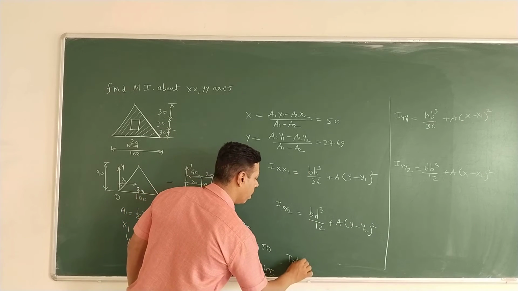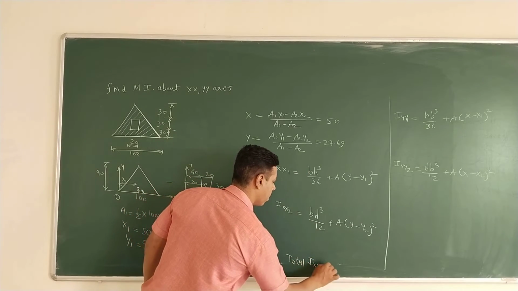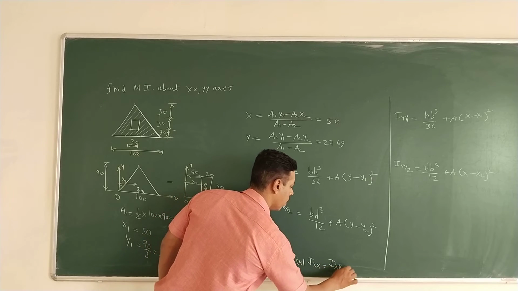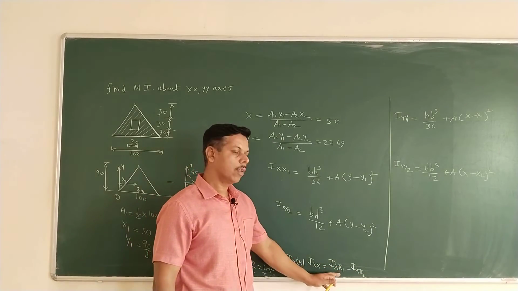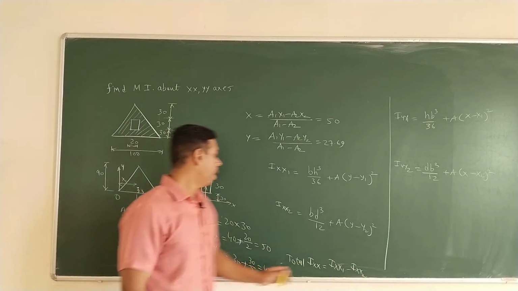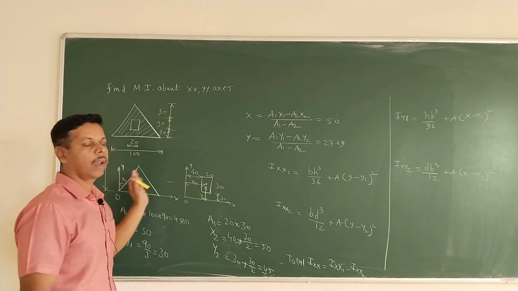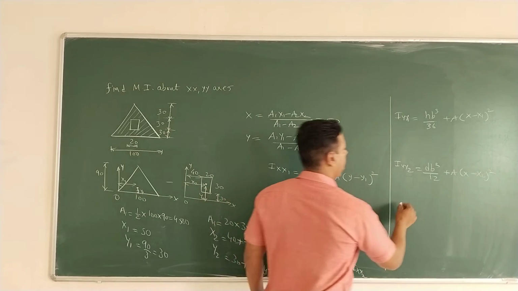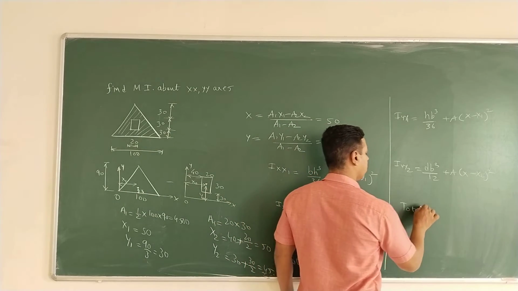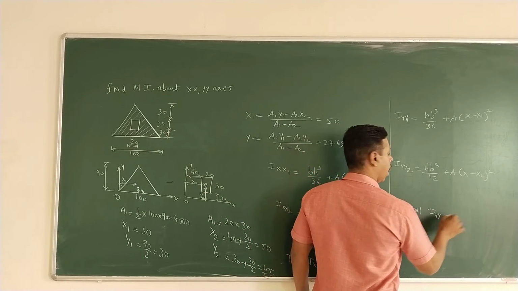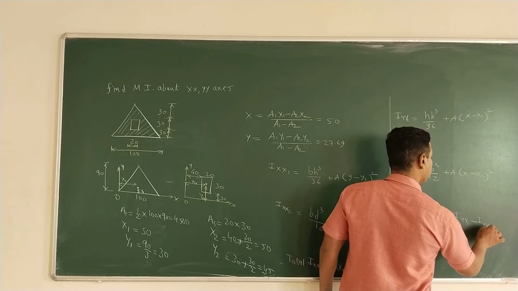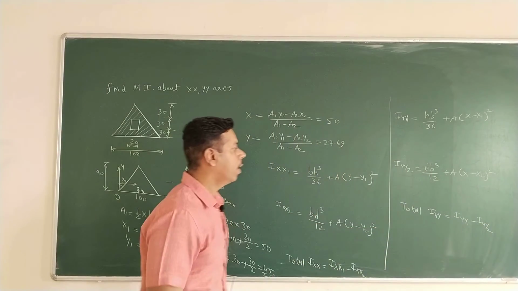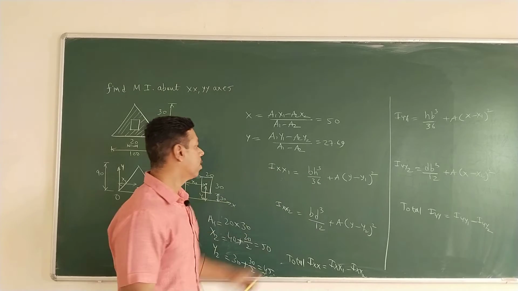How to find total Ixx? The formula is total Ixx is equal to Ixx1 minus Ixx2. Why minus? Because we are subtracting rectangle from triangle. And similarly, how to find total Iyy? Iyy1 minus Iyy2. So now we will substitute the values.